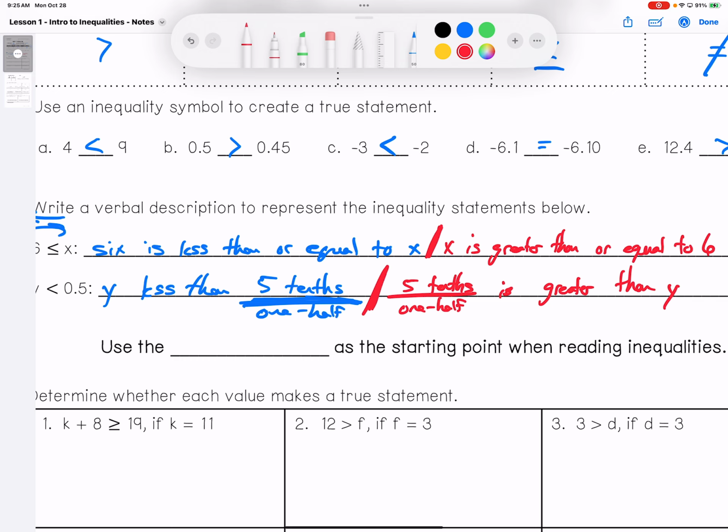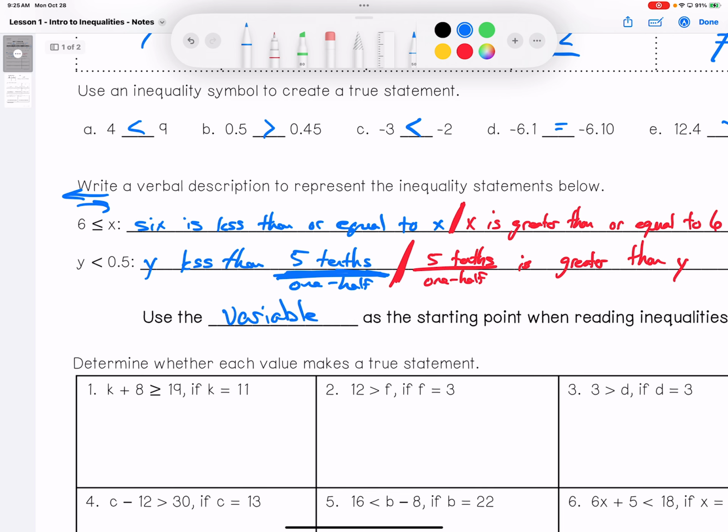All right. Moving on. Use the variable as the starting point when reading inequalities. So on 1 through 9, it wants us to sub in the value that they gave us and see if it makes it true or false.